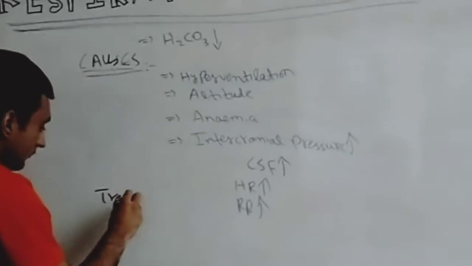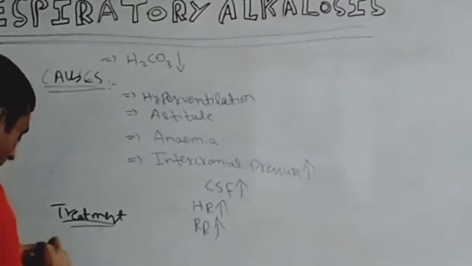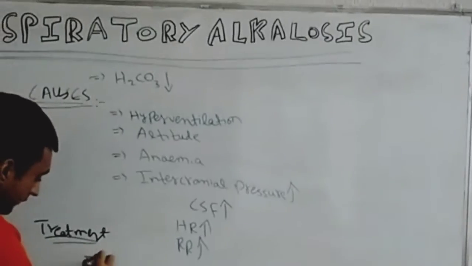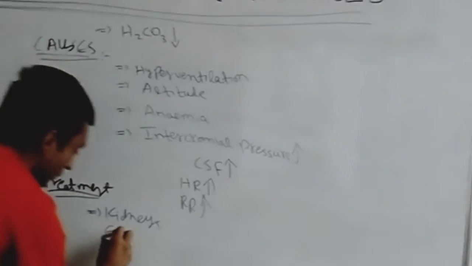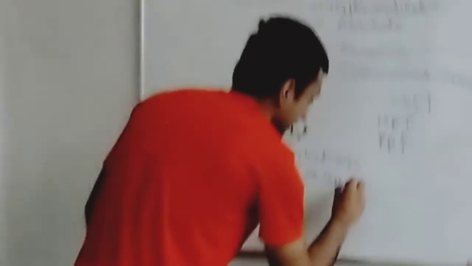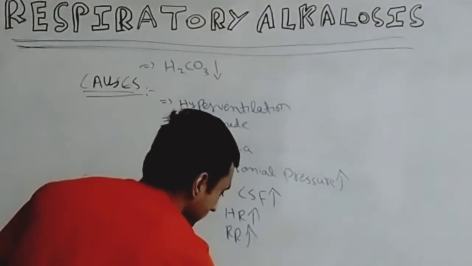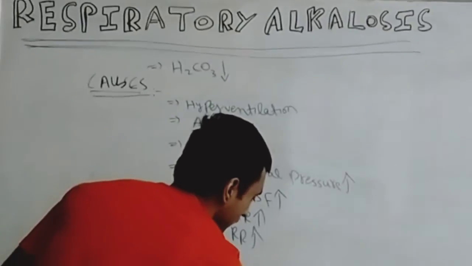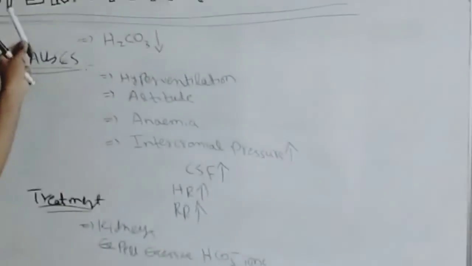At the last, there is the treatment of this. With the help of medications, the kidneys expel the excessive bicarbonate ions from the body. The expulsion of the excessive bicarbonate ions brings the body back into normal conditions. So this is the whole lecture about the respiratory alkalosis.